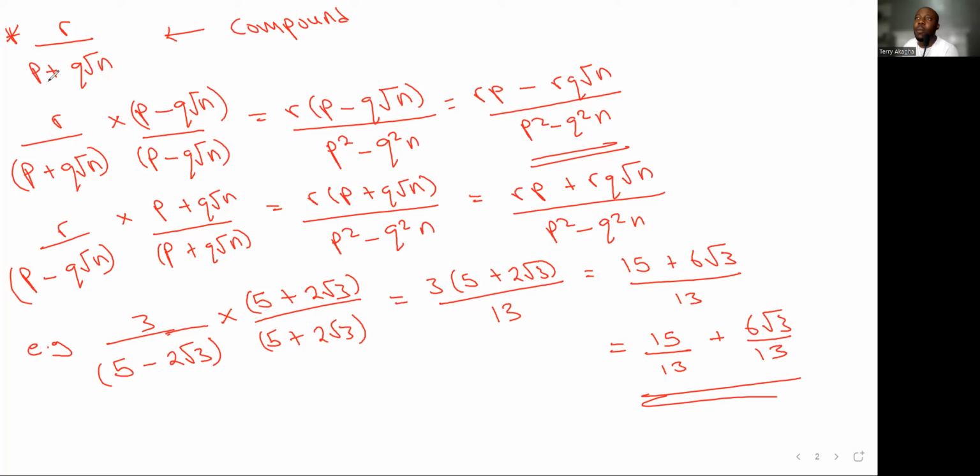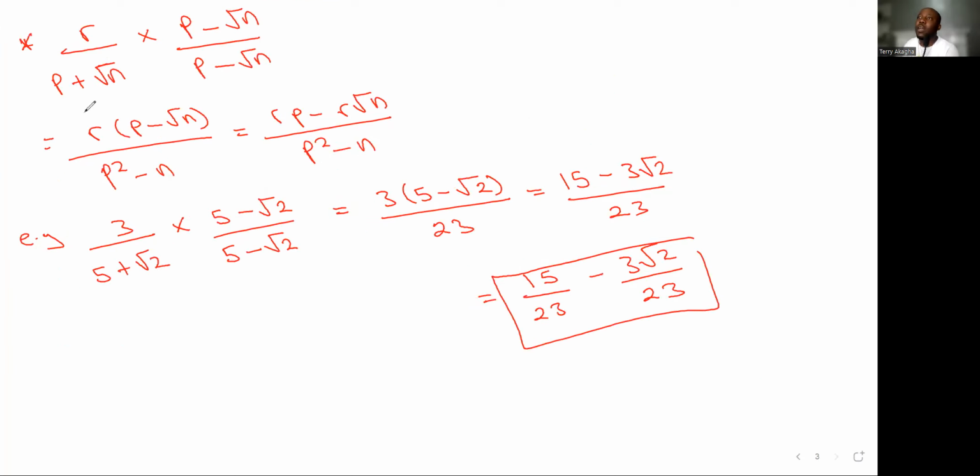Is that okay? So for compound surds, you multiply by the conjugate, regardless of how it comes. For a compound surd, you multiply by the conjugate. And then you solve it. And you notice that after you rationalize, your denominator will never have a surd in it.